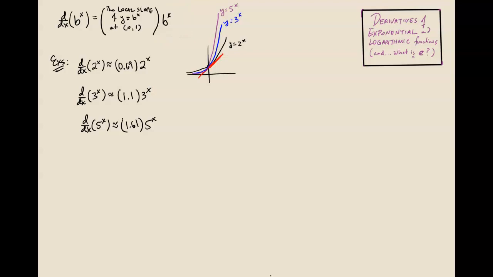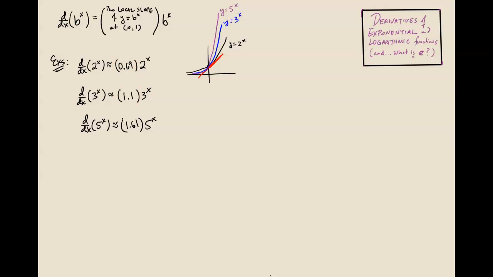Well, in fact, it's clear that there must be some special base b with that property. Because after all, when the base is 2, then the slope is 0.69, which is below 1. And when the base is 3, the slope is 1.1, which is above 1. So at some point, as the base changes from 2 to 3, the slope must go to 1, because it has to pass through 1 as it goes from 0.69 to 1.1. So there is some magic base somewhere between 2 and 3 that does the job.